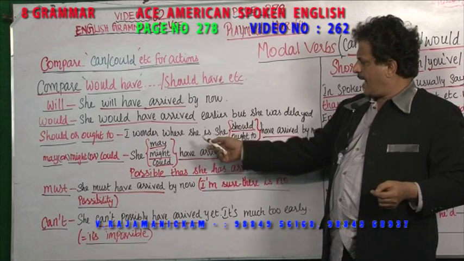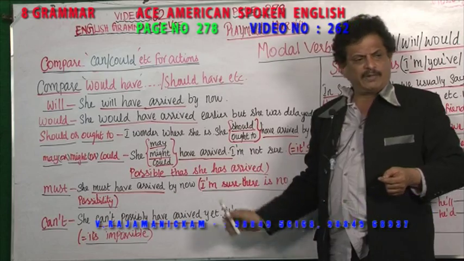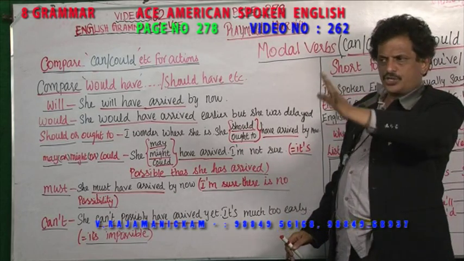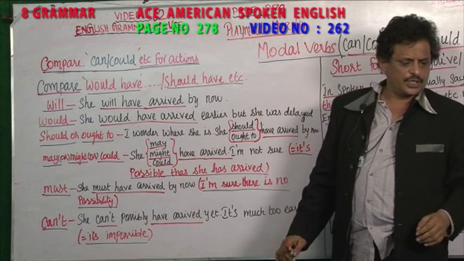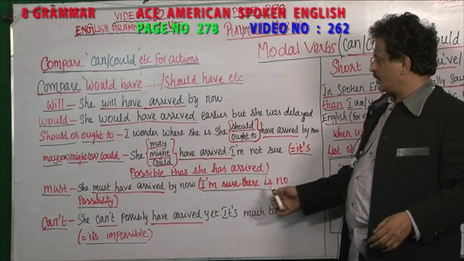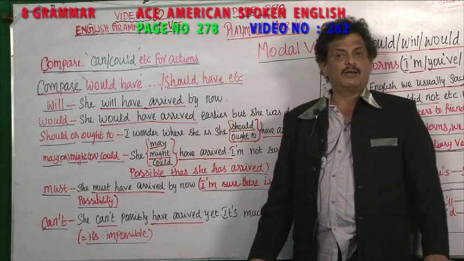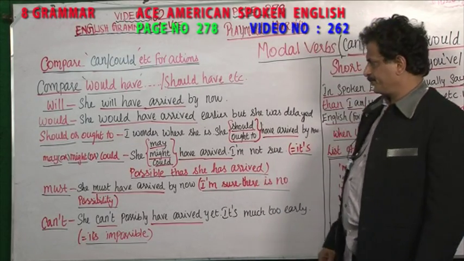She may have arrived. She might have arrived. She could have arrived means somewhere she's there, I don't know where she is. It's not that she definitely is over here. I'm not sure. So it is possible that she has arrived. There are high chances of her arriving over here.